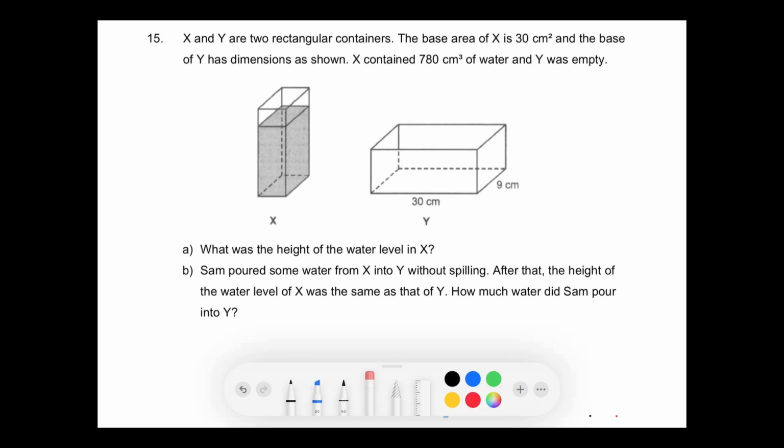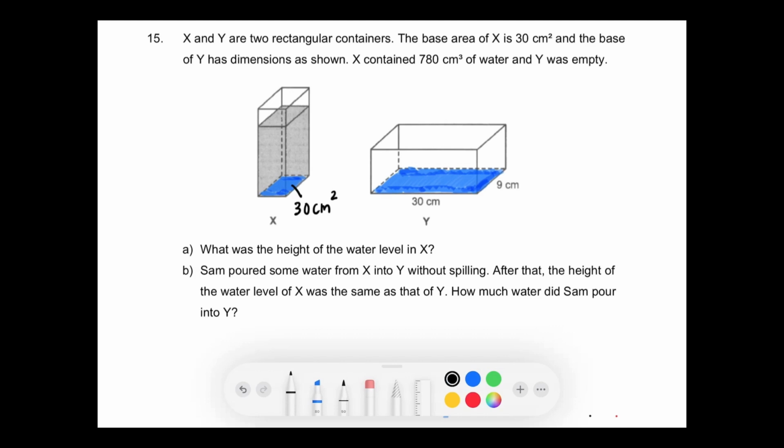X and Y are two rectangular containers. The base area of X is 30 square centimeters. I'm going to use a blue highlighter to shade the base area of X. So this area in blue is 30 square centimeters. And the base of Y has dimension as shown. So I'm going to use the same blue highlighter to shade the base area of Y as well.